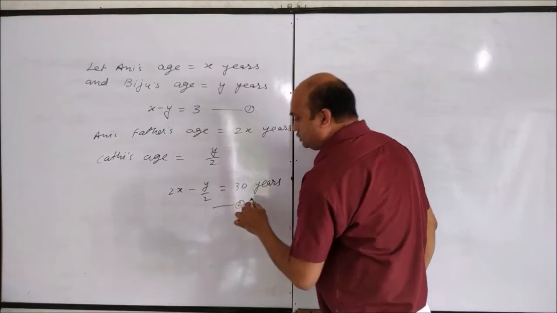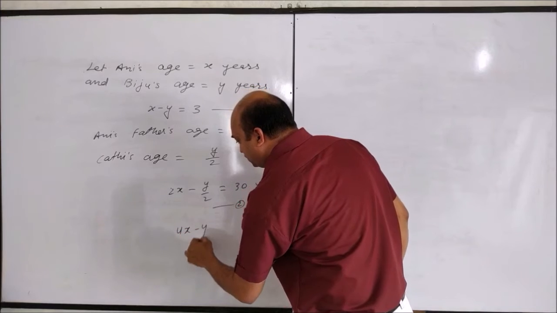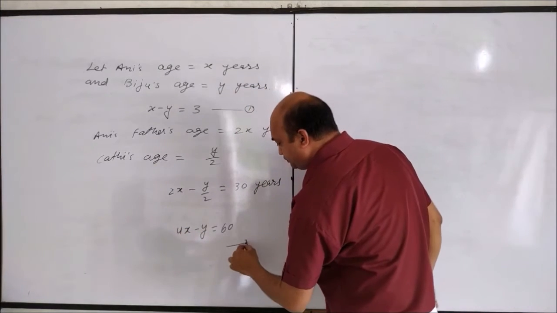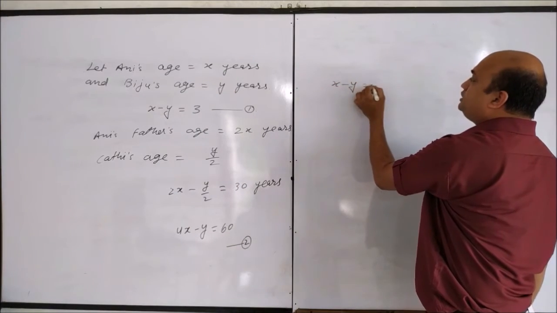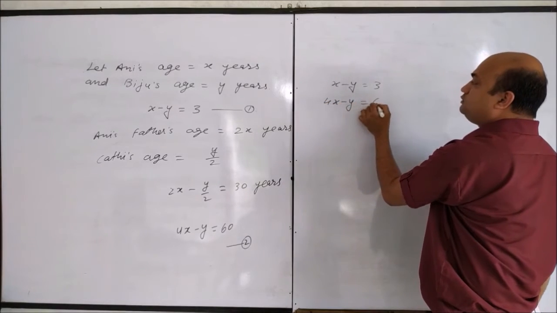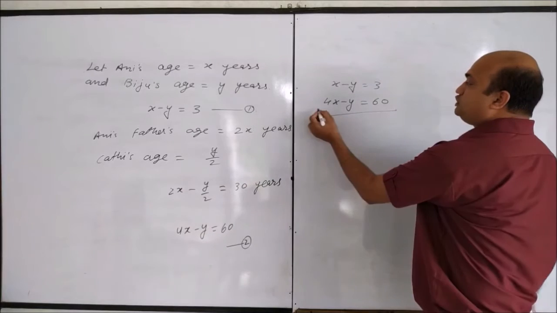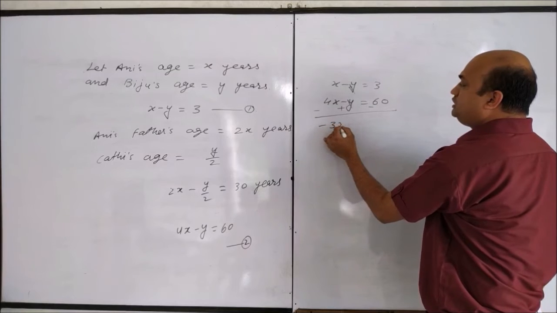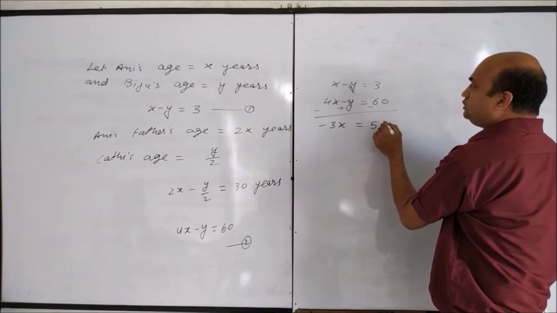This is the second equation. Better we multiply this by 2 here. It will be 4x minus y is equal to 60. The first equation is x minus y is equal to 3 and the second equation is 4x minus y is equal to 60. We just subtract these equations, change the sign. It will be minus 3x is equal to 57.